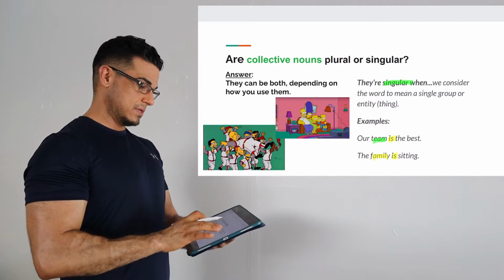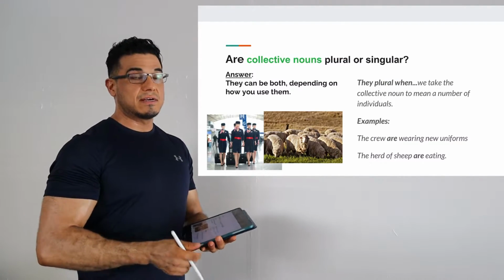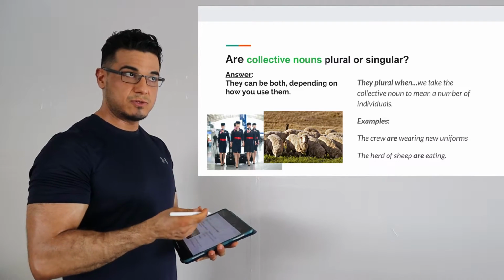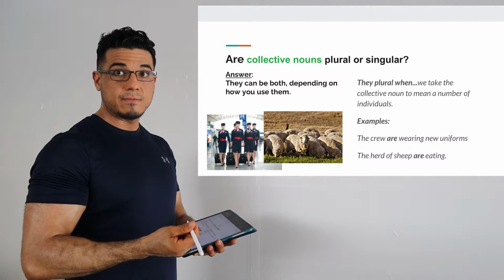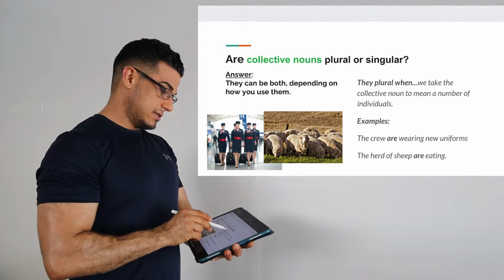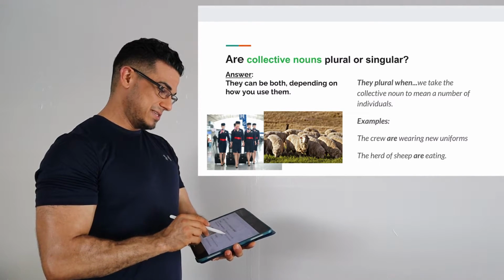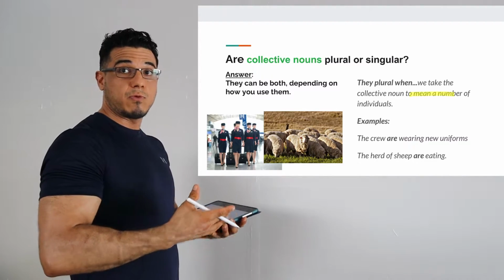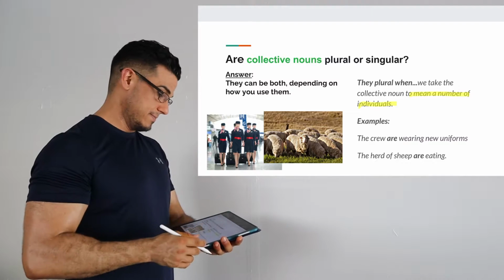Now, collective nouns can be plural when you change that to be verb, which was is, to are, A-R-E. Okay, so we take it to mean a number of individuals, by which I mean a large proportion of individuals beyond the number one.